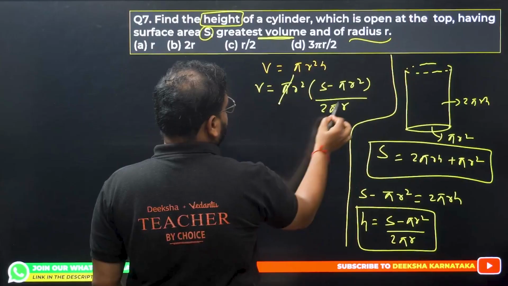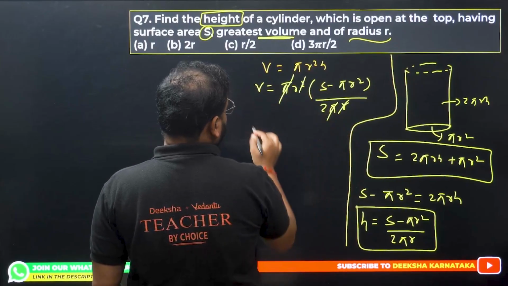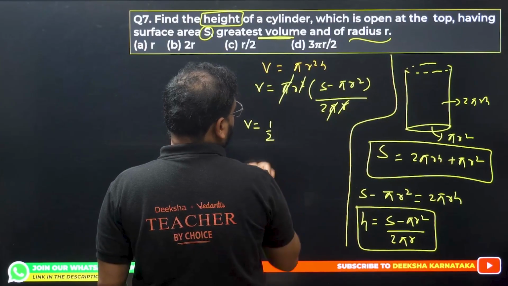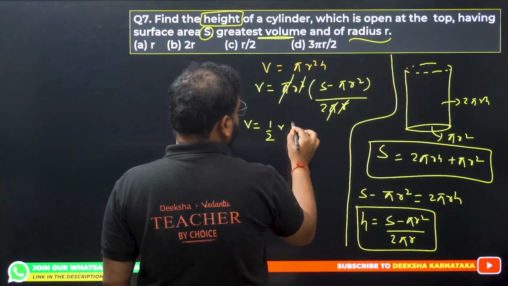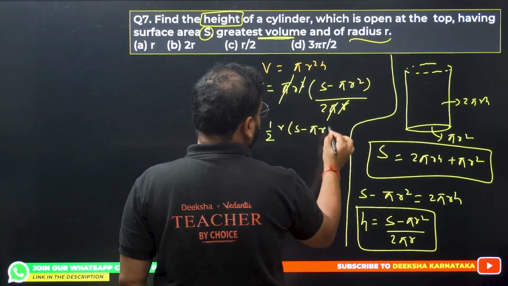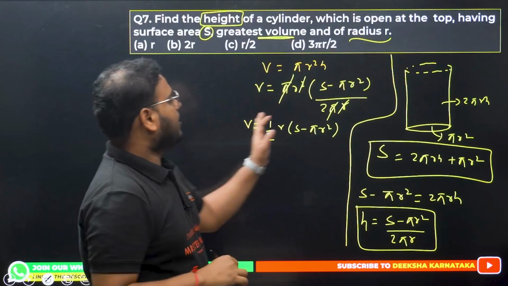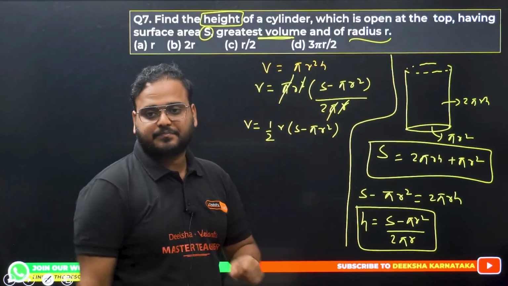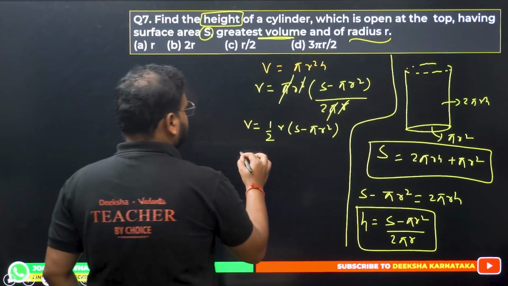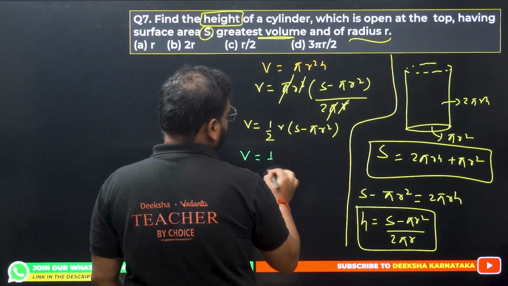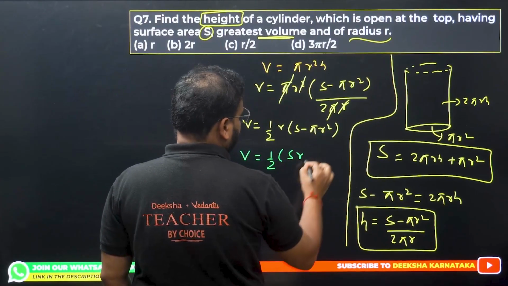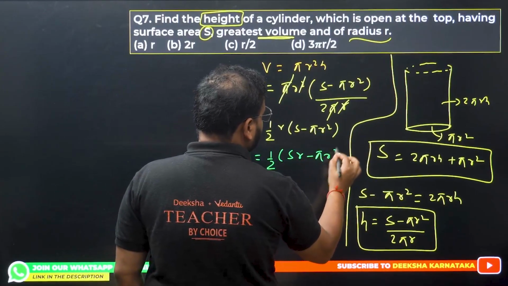So pi cancels, r also cancels. What I'm getting here, V equals 1 by 2 r times (S minus pi r square). Okay, one of the r is cancelled, right? So what I get for the volume, please check, I'm getting 1 by 2 S r minus pi r cube.